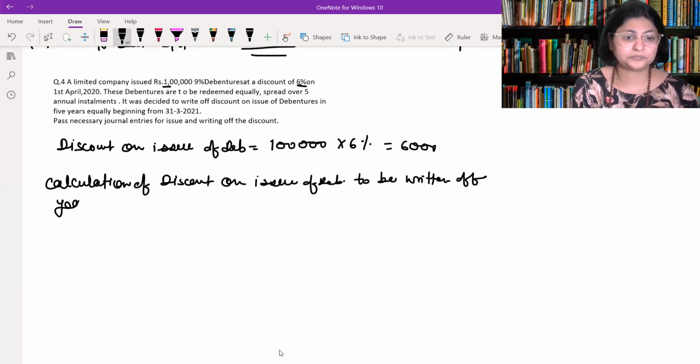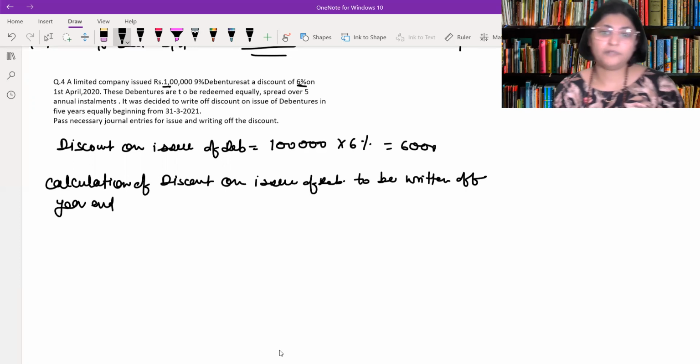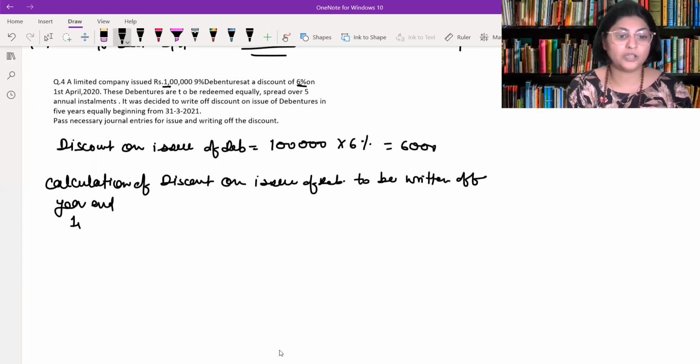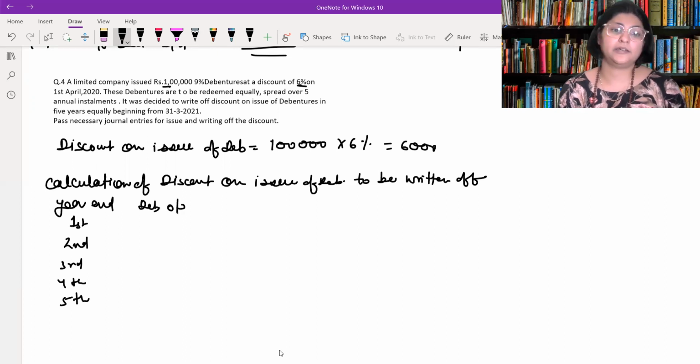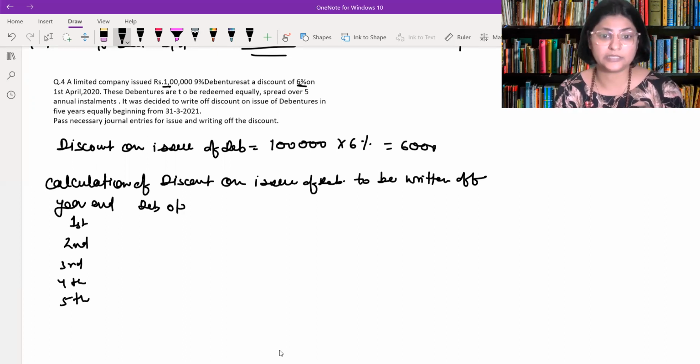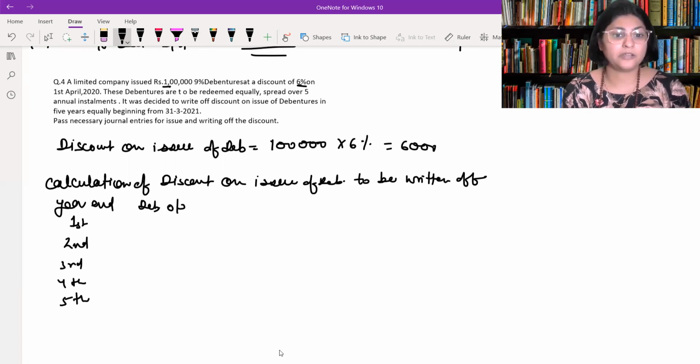Year end, 5 equal years, 5 equal installments. So first year, second year, third year, fourth year, and fifth year. Debentures outstanding will be, in the first year, redemption did not take place. It will take place from the next year in 5 annual installments. So first year I'm going to write 1 lakh rupees.